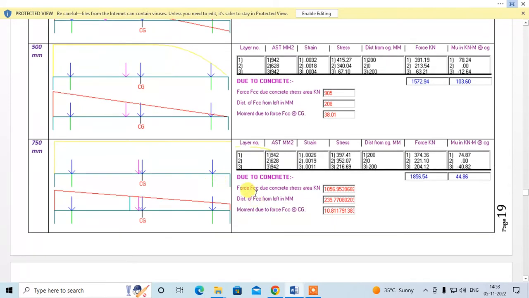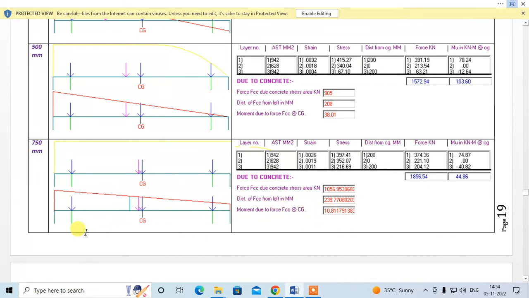Okay, so FCC is found to be 1056.95. Now this is distance J, right? This is distance J from the compression phase, which is found from the formula above. So that is 239.77. This will give you a clockwise moment, which is this much.